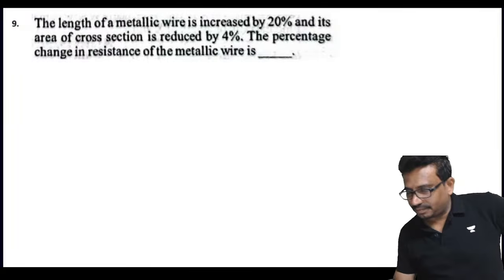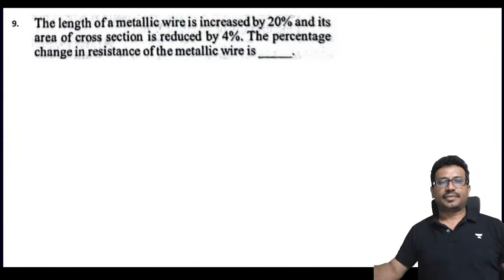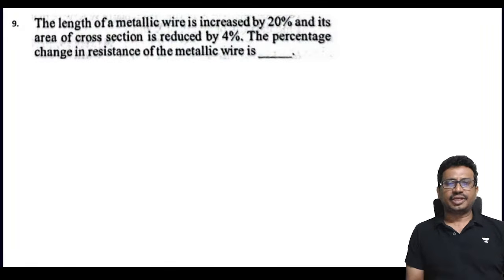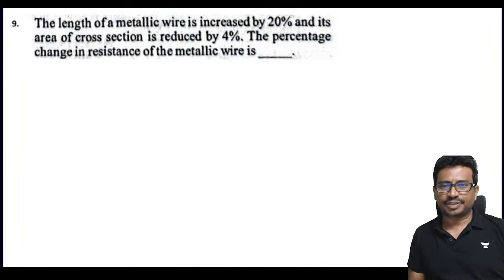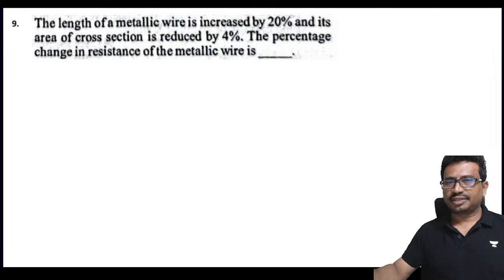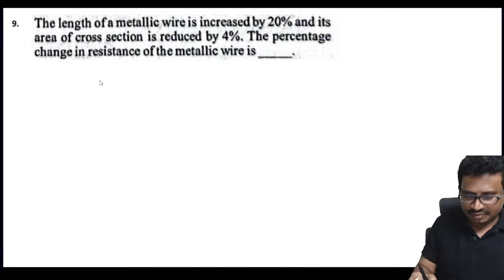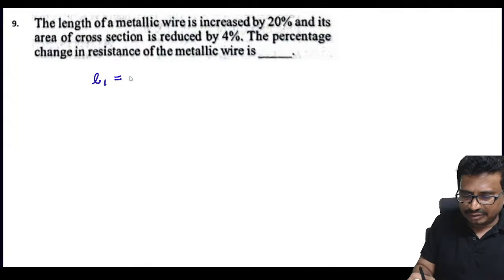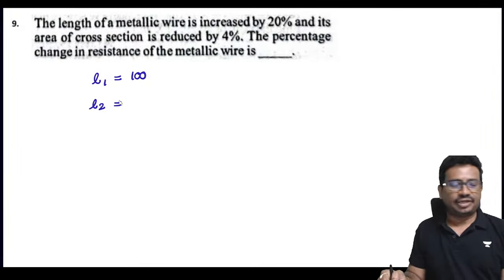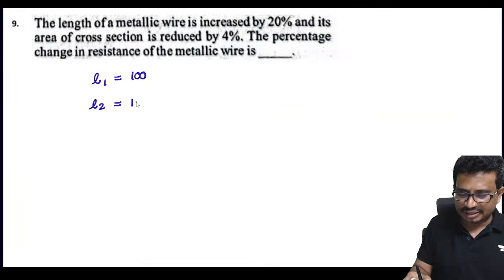Next one. The length of a metallic wire is increased by 4% and its area of cross section reduced by 4%. Length increased by 20%. So that means L2, if I assume L1 equal to 100, then L2 will be increased by 20%. It becomes 120, I can say.